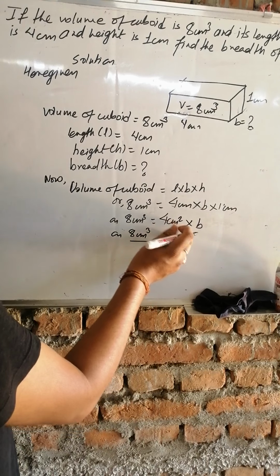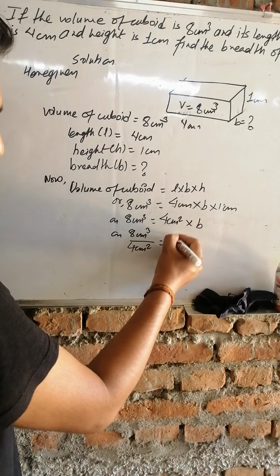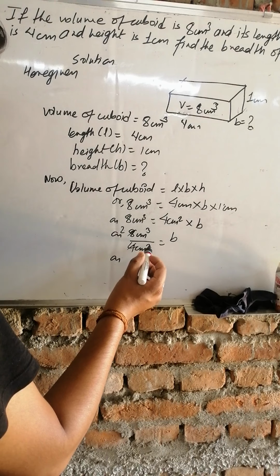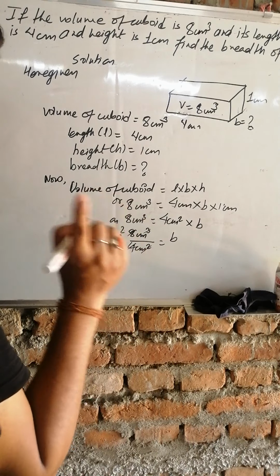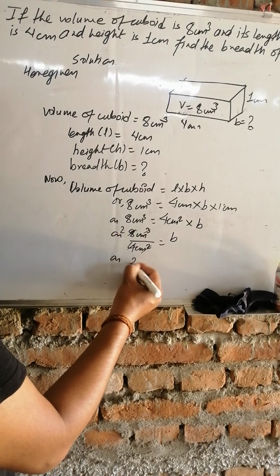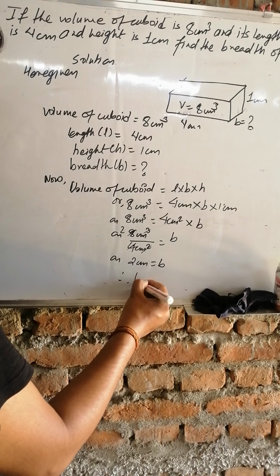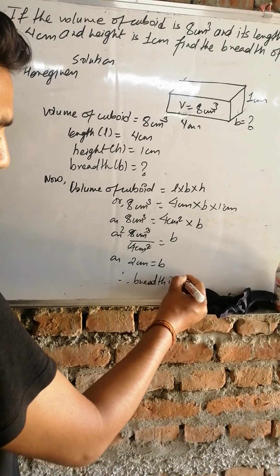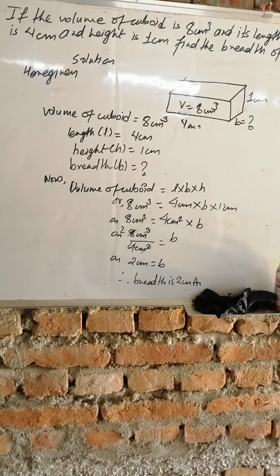Now this 4 centimeter goes to divide the 8. Here B will be left, so you can cut: 4 twos are 8, and centimeter square and centimeter square will cut. That means only 2 centimeter is left, so 2 centimeter equals B. Therefore breadth is 2 centimeter. And so you can find the breadth in the given condition.